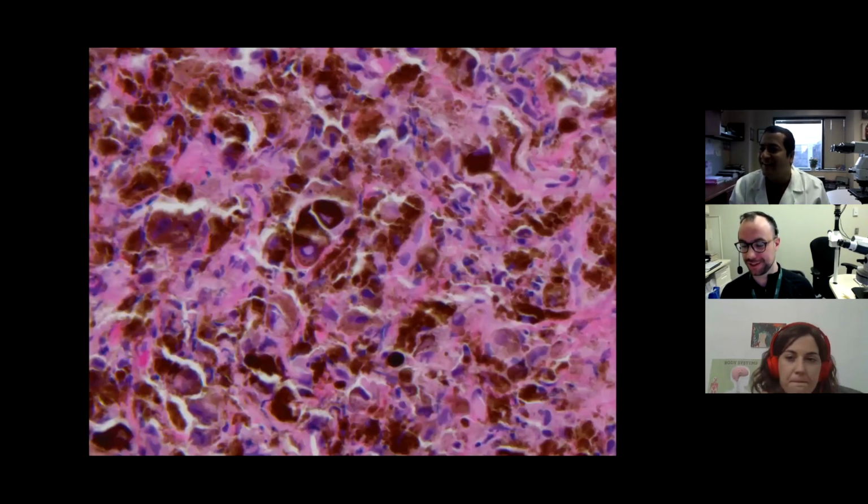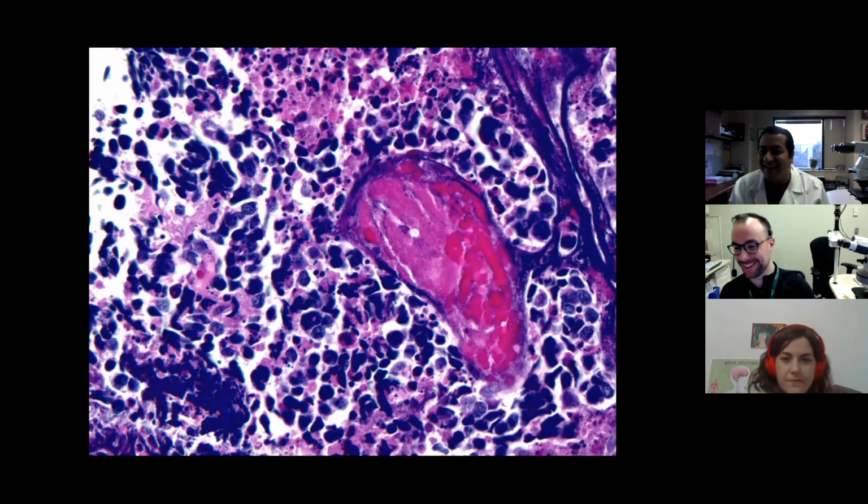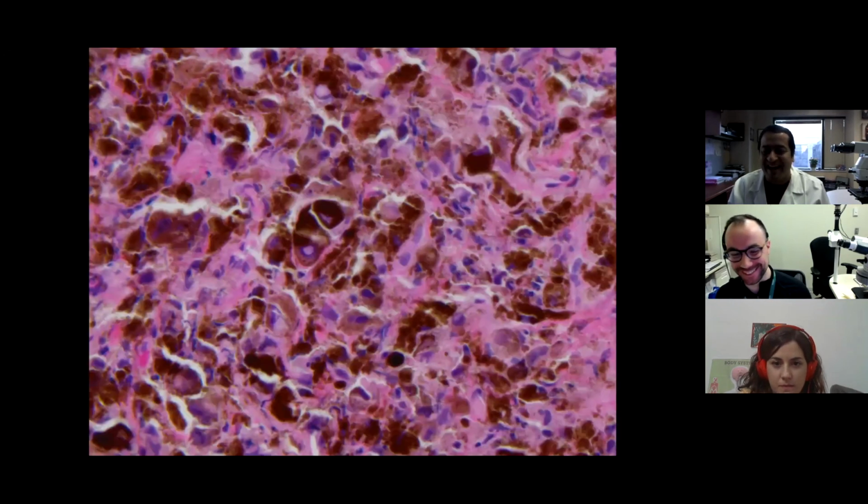Got the beautiful DNA butter on the vessels. Yes, the Azzopardi phenomenon. But we don't have time to discuss that. Azzopardi phenomenon.